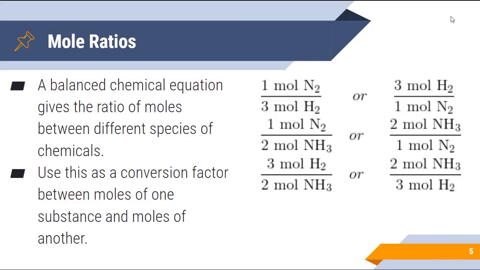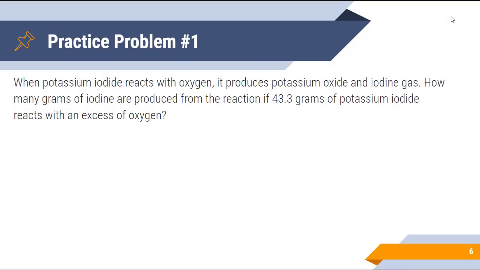So when we convert between two different chemicals in a chemical equation, we need the mole ratio. Before we do that, we actually need the balanced chemical equation first, because that gives us the ratio of moles between different species of chemicals. That comes from the coefficients of your balanced chemical equation. We then use this as a conversion factor between moles of one substance and moles of another. So please keep in mind that the only way that you can change between moles of one substance and moles of another is if you go through the mole ratio. Let's do some practice problems and go from there.